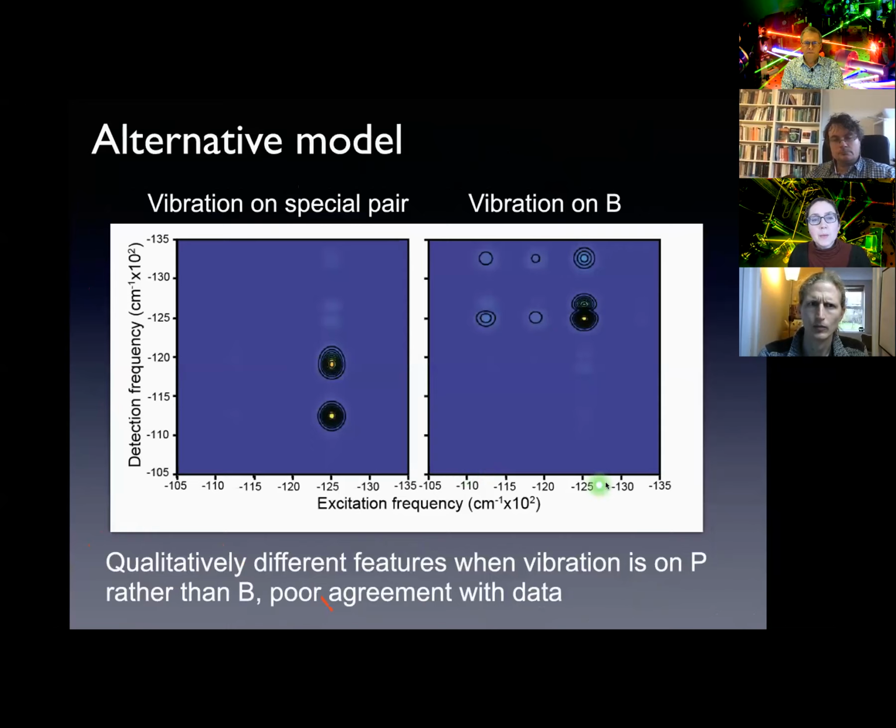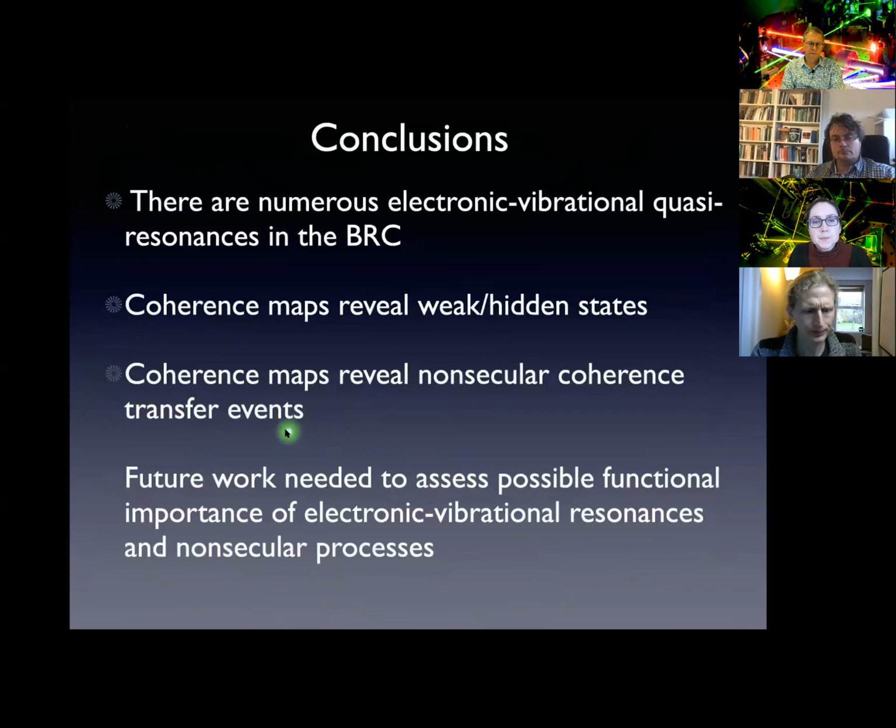Okay, I wanted to point out that we also did explore other models. And interestingly, if we put the vibration on one of the special pair molecules rather than on B, we get a distinctly different pattern that does not reproduce our data at all. Okay, so we thought that was quite interesting as well.